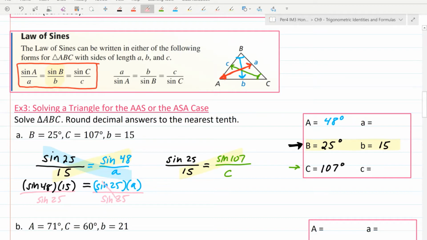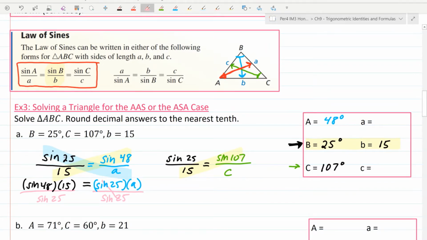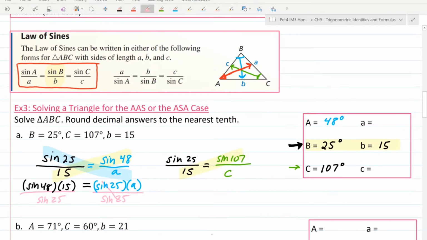So you can see this is just a proportion. So it's these two multiplied together divided by that one. So sine of 48 times 15 divided by sine of 25. And that's going to happen all the time that you're doing this. So this one will be sine of 107 times 15 divided by sine of 25. You do not have to write all of this out in the future. You can just do the whole thing in your calculator all at once.